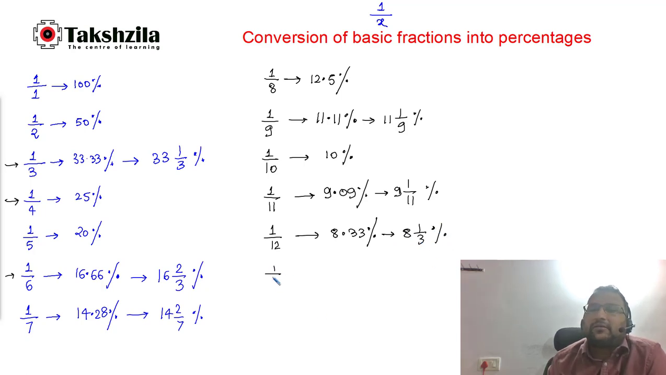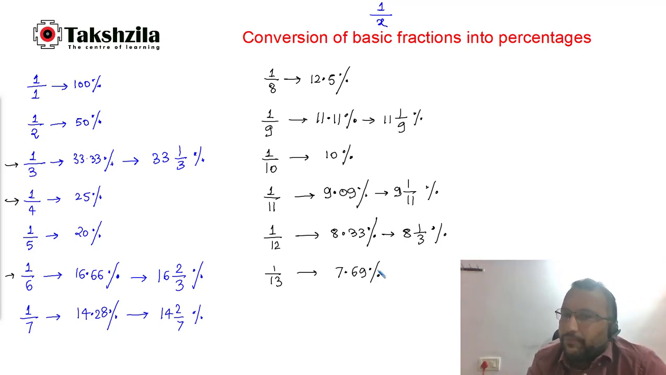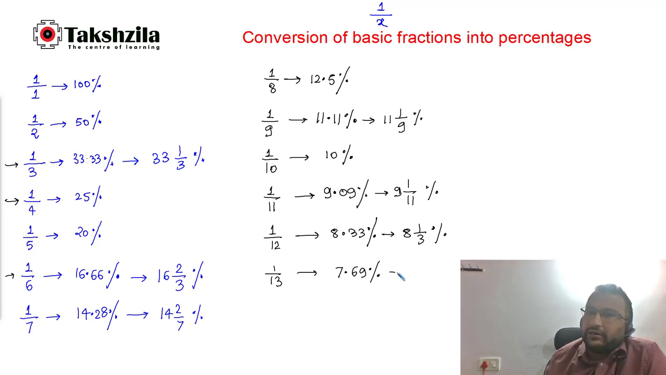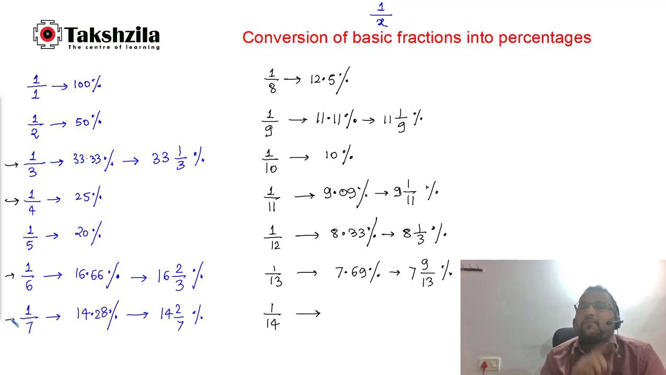After this, 1 by 13 is nothing but 7.69%. This is not very commonly used percentage, so it's fine not to remember its mixed fraction. Or you can calculate 1 by 13 into 100, 100 by 13. 13 sevens are 91, the remainder is 9 and divided by 13. After that, if you get 1 mark out of 14 marks, now we know 1 by 7 is 14.28, divide both sides by 2, you will get 7.14%. Its mixed fraction, it's 7 1 by 7%.